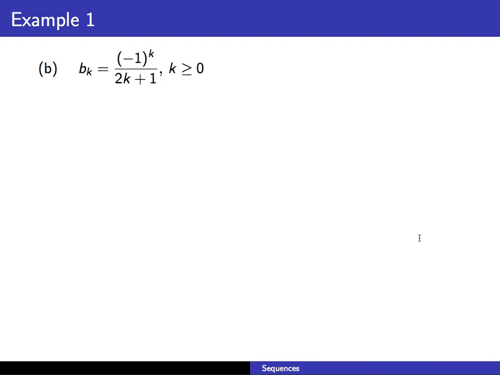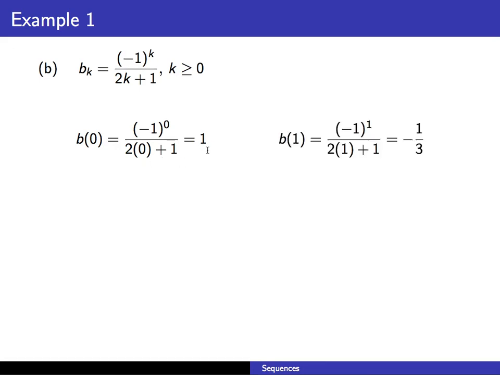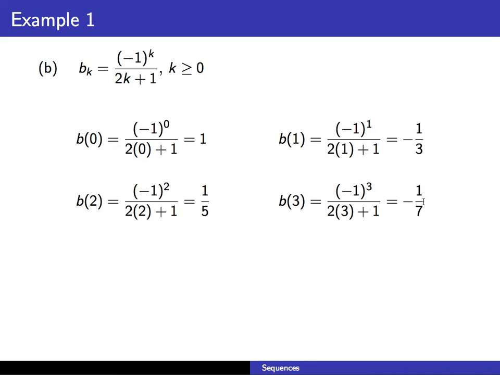over 2k plus 1. And here it tells us that we're going to start with k is 0 and go up from there. So this one starts with a first value of k when k equals 0. So plugging in a 0 for k, we end up with 1. Then plugging in a 1 for k, we end up with negative 1/3. Plugging a 2 in for k, we end up with 1/5. And plugging a 3 in for k, we end up with negative 1/7.